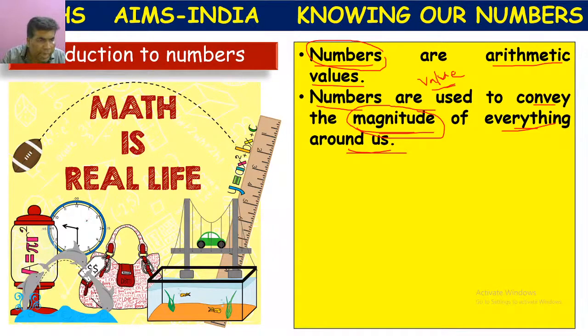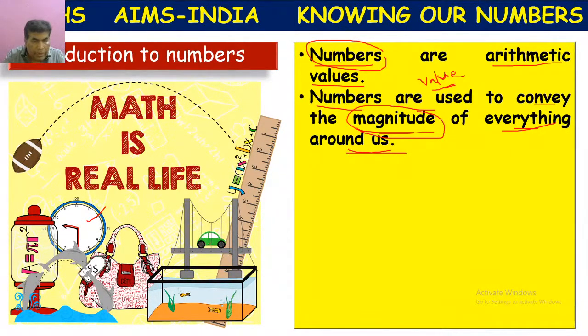Suppose here we have a clock. We want to find the time. For telling the time by seeing the clock, now it is around 9:30. The time in the clock is showing around 9:30. So for telling the time, we have to take the help of numbers.